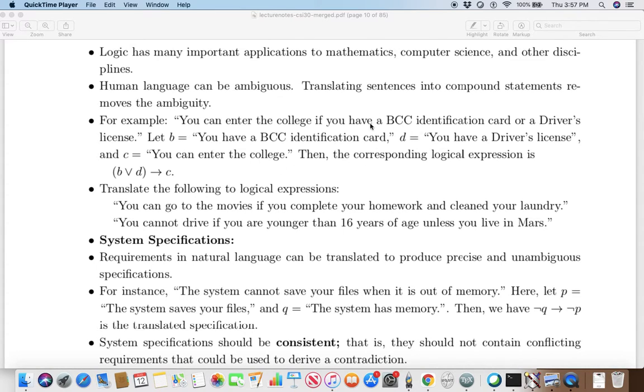Then what does this say? If you have a BCC identification card or a driver's license, B or D, then you can enter. So B or D, that's the hypothesis, implies your conclusion. You can enter the college. So this entire sentence is represented in this particular expression where B, D, and C are clearly defined.